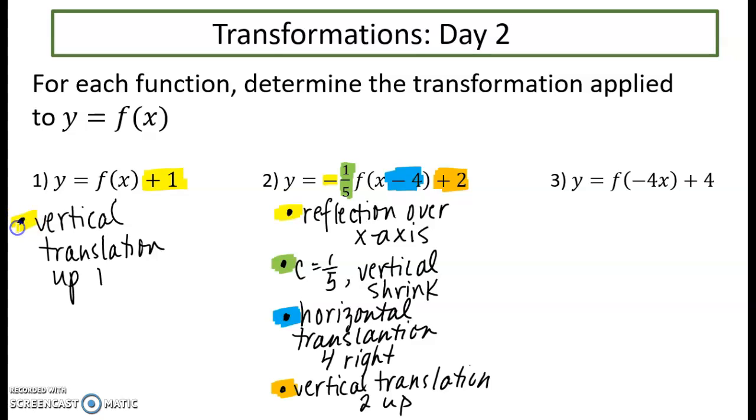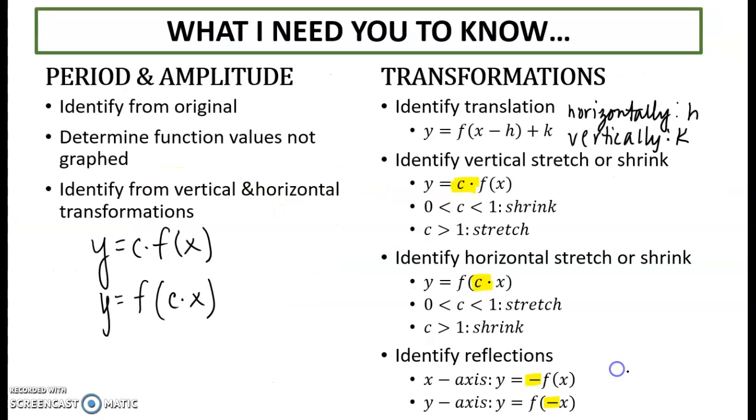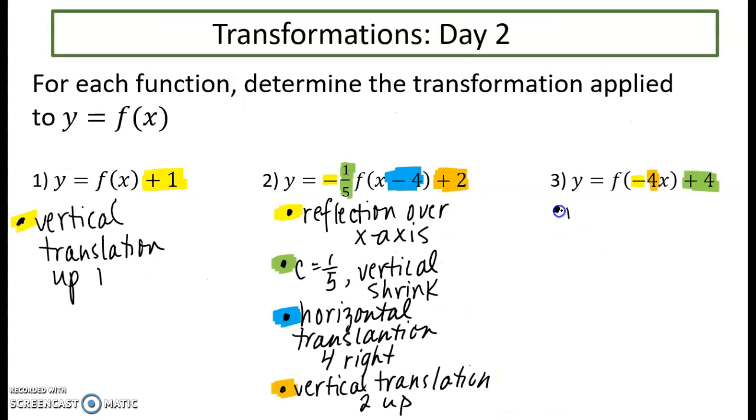And then over here, we just had the one transformation happening. All right, so when I look at this, I have a negative inside the parentheses. I have a multiplier of 4 inside the parentheses. And then I'm adding 4 on the outside. So to identify, moving left to right, I see a negative sign inside my set of parentheses, so that's a reflection over the y-axis.